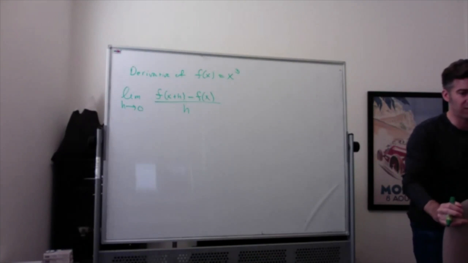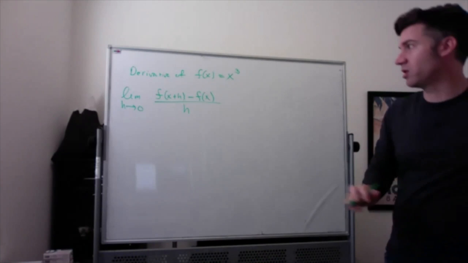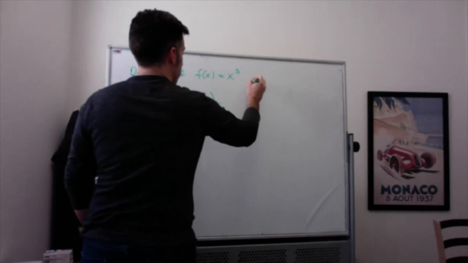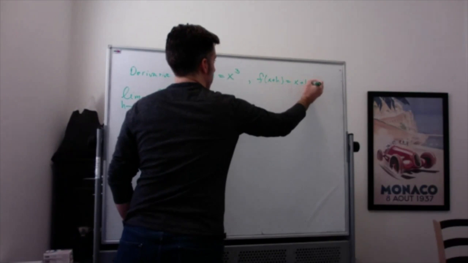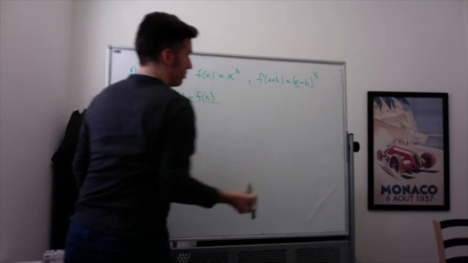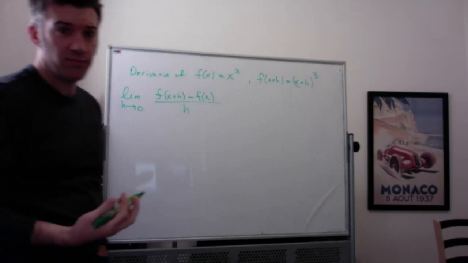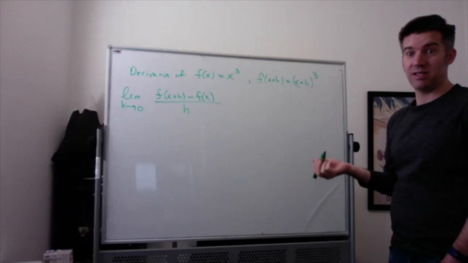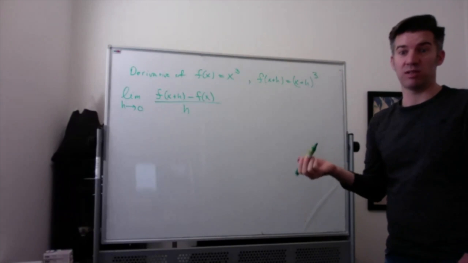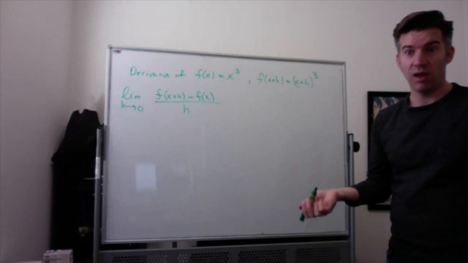Well, I guess we're first going to plug in the function. So the function here, f of x is x cubed. f of x plus h is just x plus h quantity cubed. I want to make sure everyone's aware: x plus h quantity cubed is not x cubed plus h cubed. It's x cubed plus 3x squared h plus 3x h squared plus 1h cubed. There's kind of a pattern.